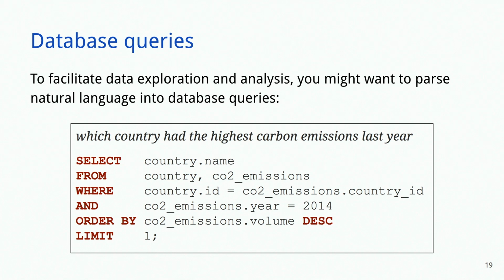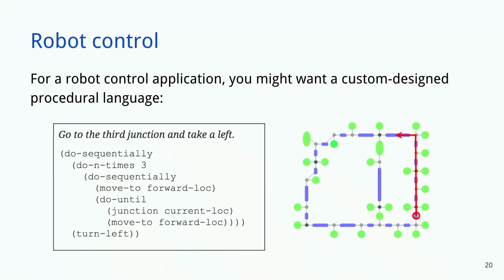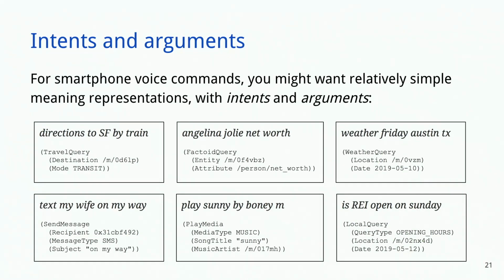If the goal is to facilitate data exploration and analysis, then the right semantic representation might be a database query language like SQL. For a robot control application, you might want a custom-designed procedural language. For interpreting voice commands, you can often get away with a relatively simple meaning representation, which is based around a fixed set of high-level intents that are parameterized by specific arguments.